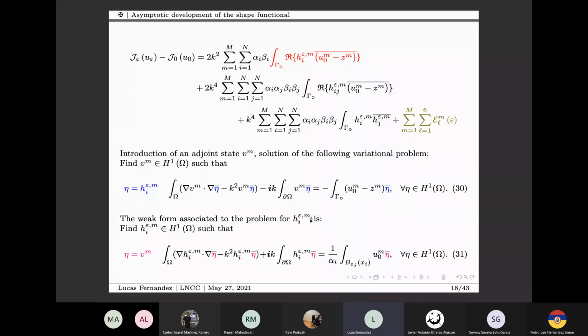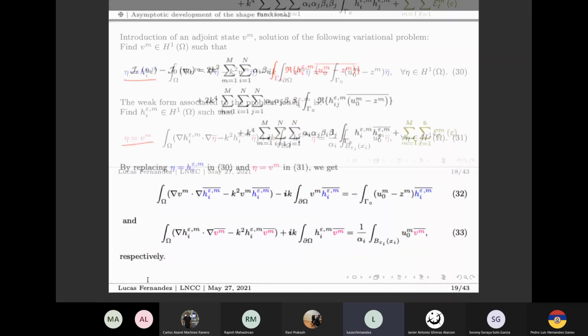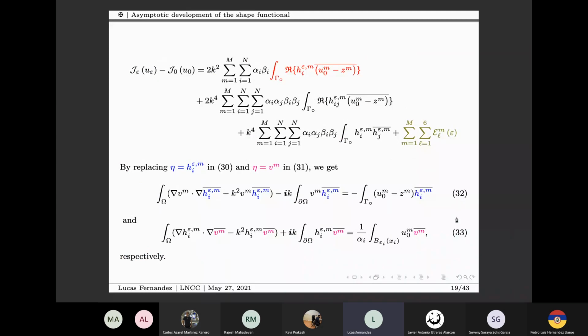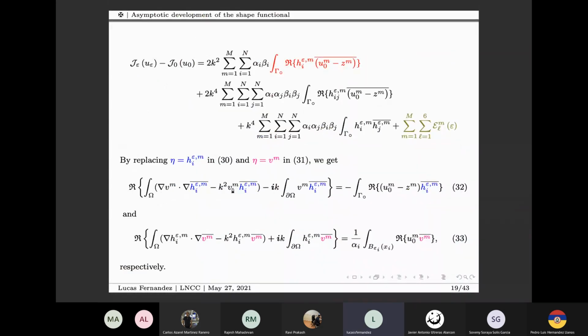Okay, in 30, I take eta equal to hi epsilon, and in 31, I take eta equal to V. And then I obtain the equalities 32 and 33, respectively. And now I take the real part on both sides of this equation. So since the left-hand side of 32 is equal to the left-hand side of 33, we can conclude that the right-hand sides of these equations are equal.